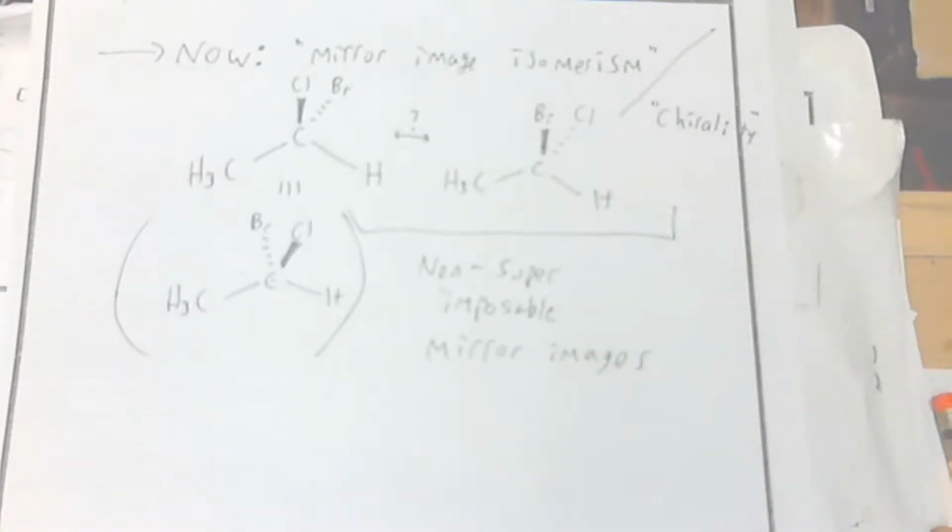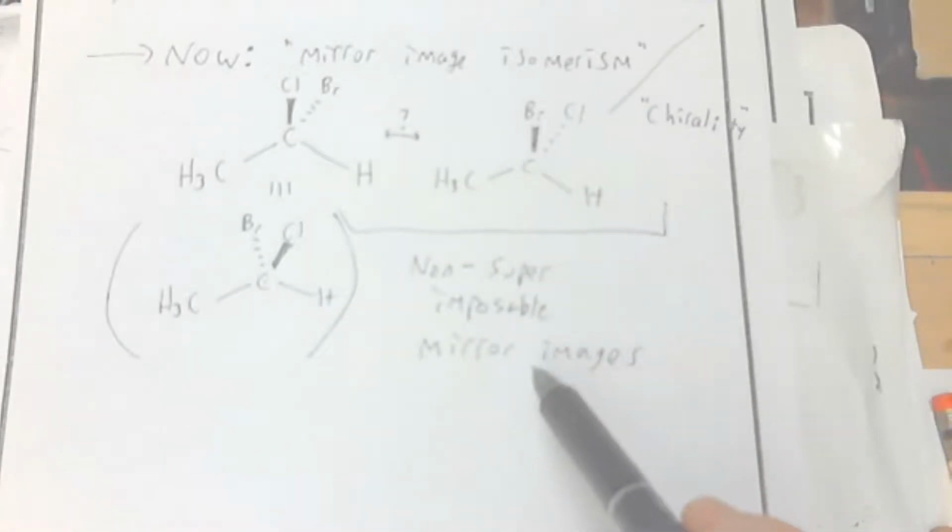The question is, sorry, is that a question mark? Yeah, the little question mark. I was trying to say, what is the relationship? Oh, okay. And the answer is non-superimposable mirror images.